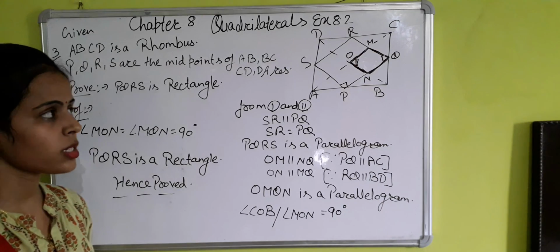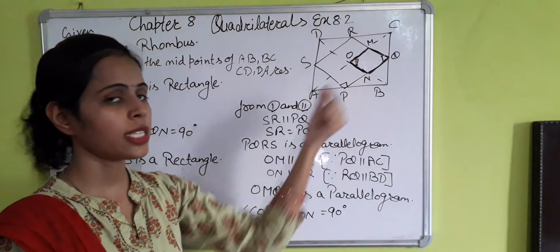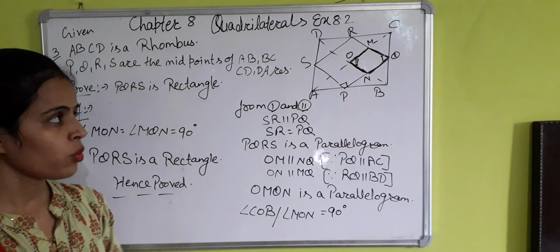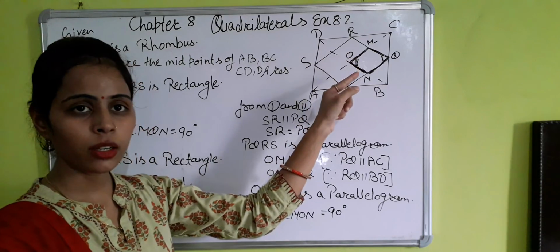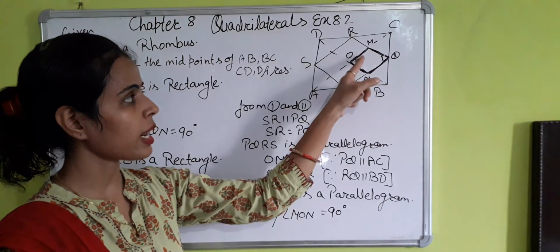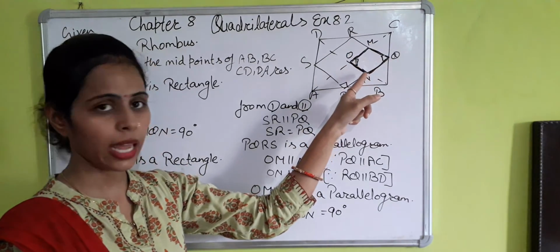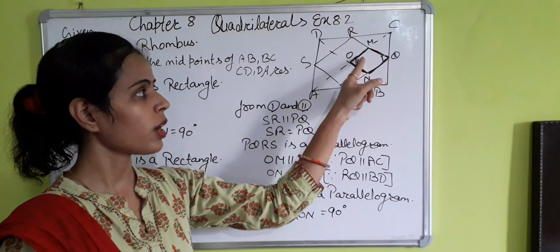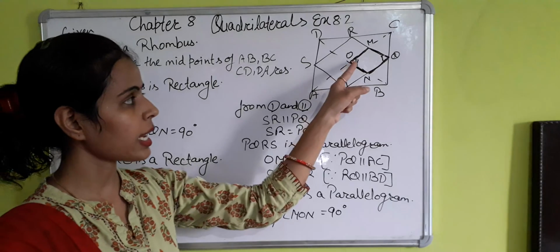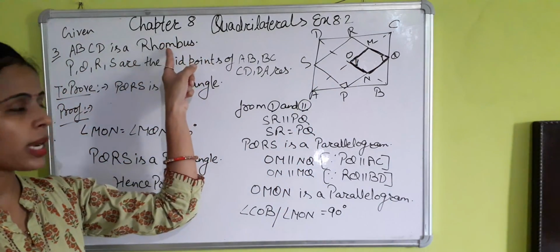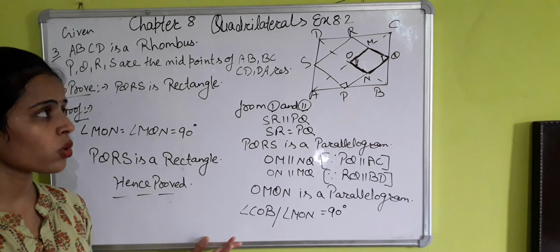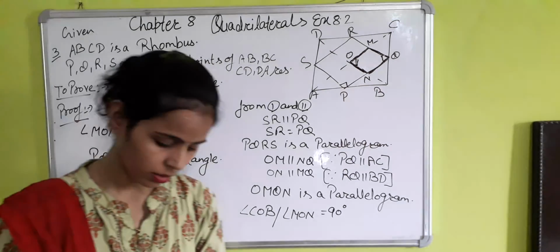In this question, first prove PQRS is a parallelogram with the help of the midpoint theorem. After that, prove these angles are 90 degrees by taking parallelogram OMQN. These are opposite angles, and in a parallelogram opposite angles are equal. This angle is 90 degrees because in a rhombus diagonals bisect each other at right angles. So this question number 2 is complete.